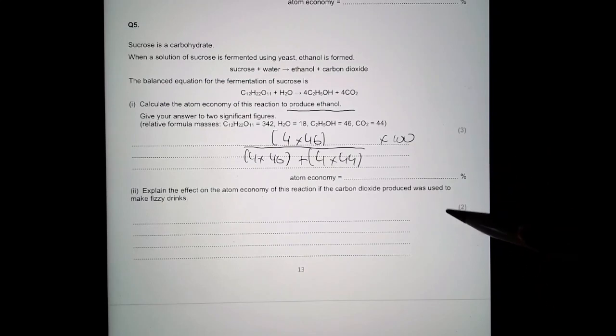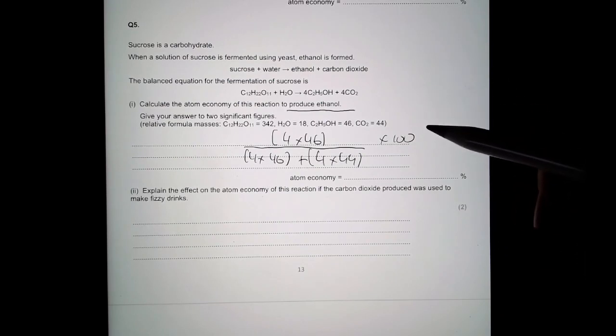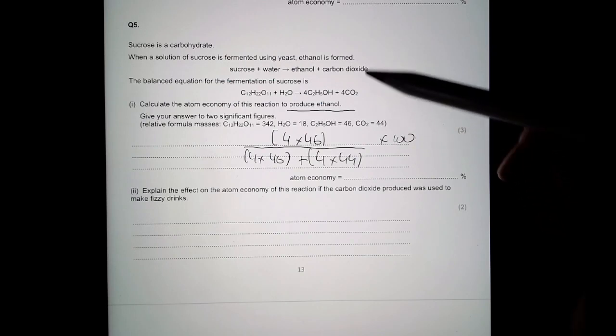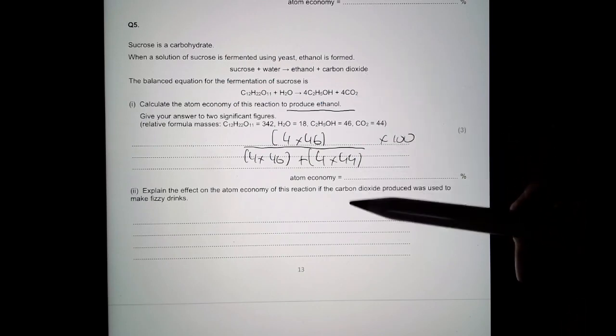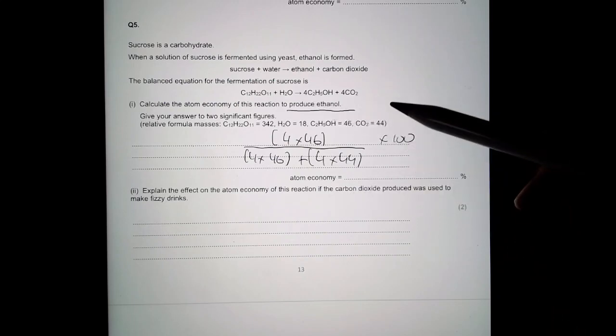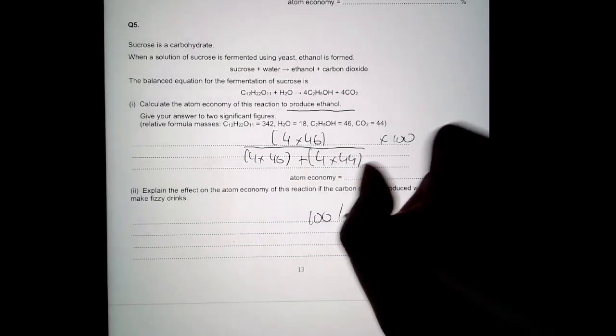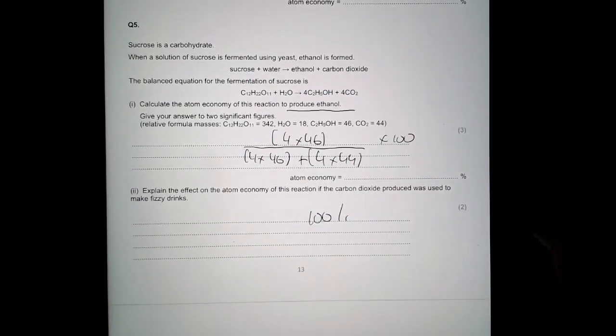And then it says, oh, this is a great question. It says down here, explain the effect on the atom economy of this reaction if carbon dioxide produced was used to make fizzy drinks. So the whole point of atom economy, of calculating these values, is you don't want anything to go to waste. But by taking carbon dioxide, which is not what you're trying to make, and finding a use for it, nothing goes to waste. And if nothing goes to waste, your atom economy is suddenly going to be 100%.